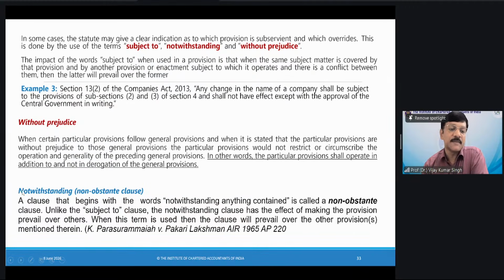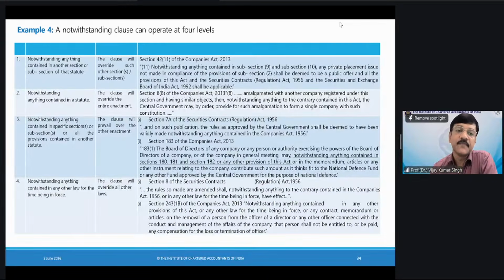Then there is also something which is called a non-obstante clause, or a notwithstanding clause. A clause that begins with the words notwithstanding anything contained is called a non-obstante clause. Unlike the subject to clause, the notwithstanding clause has the effect of making the provision prevail over others. So when this term is used, the clause will prevail over the other provisions mentioned. I will explain this at different levels. If you see your course material, a notwithstanding clause has been talked about at 4 levels.